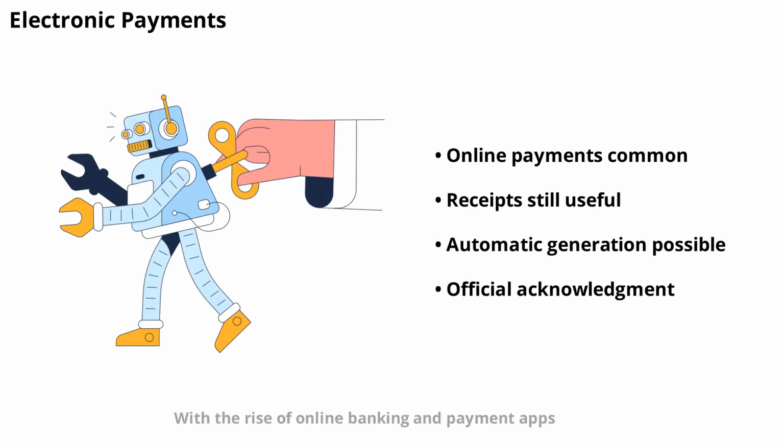With the rise of online banking and payment apps, many tenants now pay rent electronically. While these transactions generate their own records, it's still a good idea to issue a rent receipt. The receipt serves as an official acknowledgement from the landlord and can be useful for both parties' records. Some property management systems automatically generate receipts for electronic payments, making the process even easier.